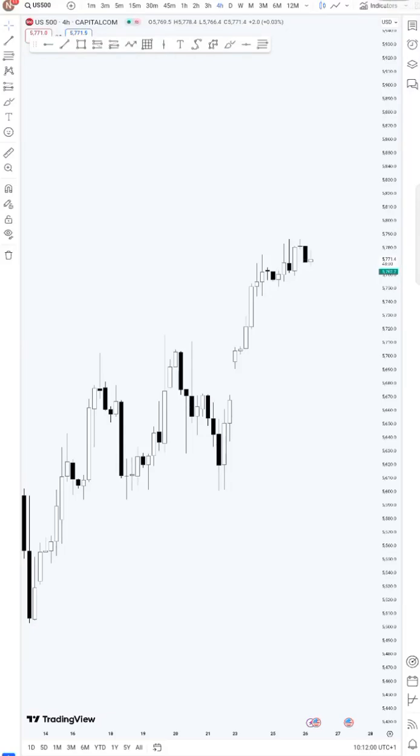Good morning. In today's video, I'll be talking about the structures, those types of structures I showed in the previous video. I'll be talking about how to use them, and how it looks on the chart.